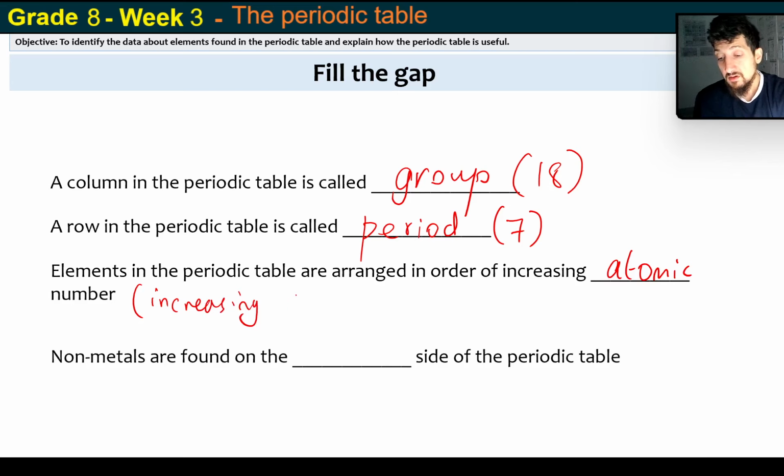Increasing number of protons. Nonmetals are found on the what side of the periodic table?